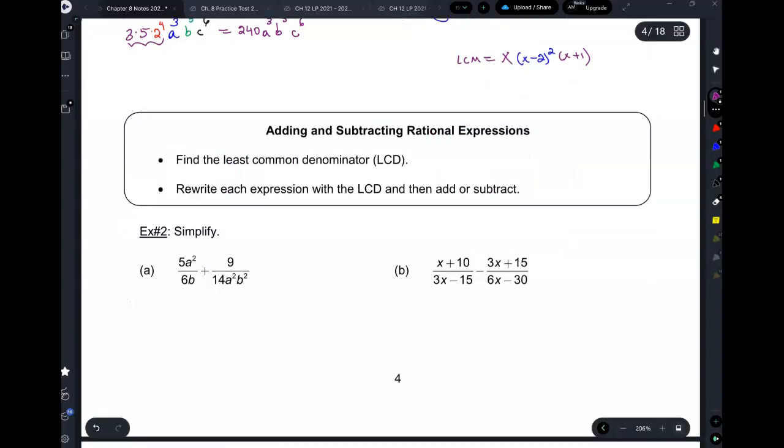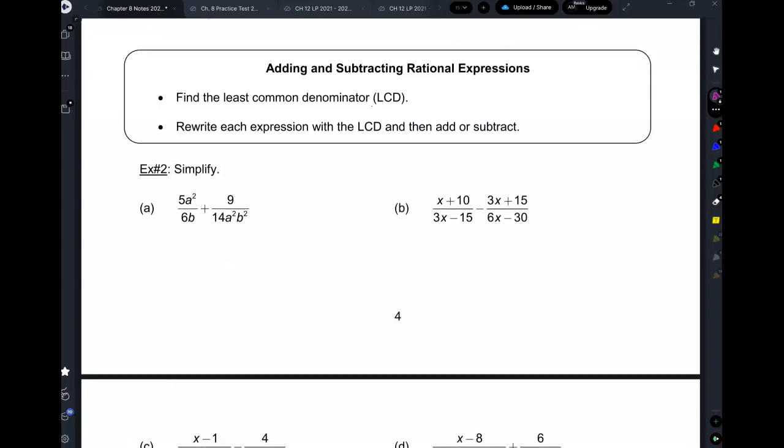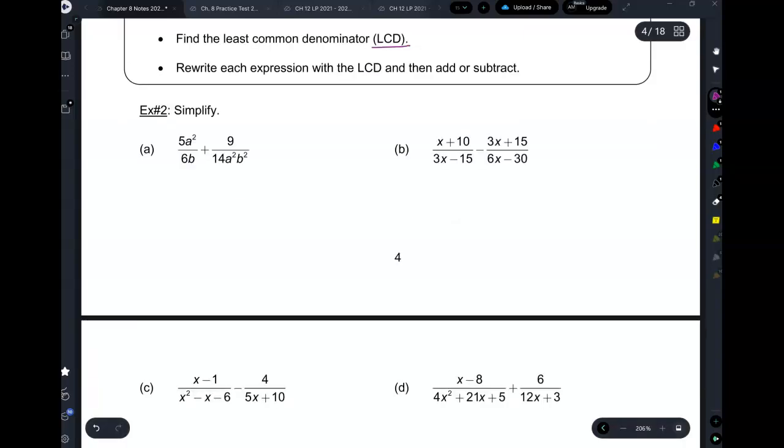So now, adding and subtracting is basically the same sort of thing. You have to write everything in terms of the LCD, and then add or subtract. Let's see what the LCD here is going to be. We're going to have 2 fractions here. Between the 6 and the 14, the 6 is 2 times 3. The 14 is 2 times 7. So what do you think the LCD will be? 2 times 3 times 7, which is how much? 42.